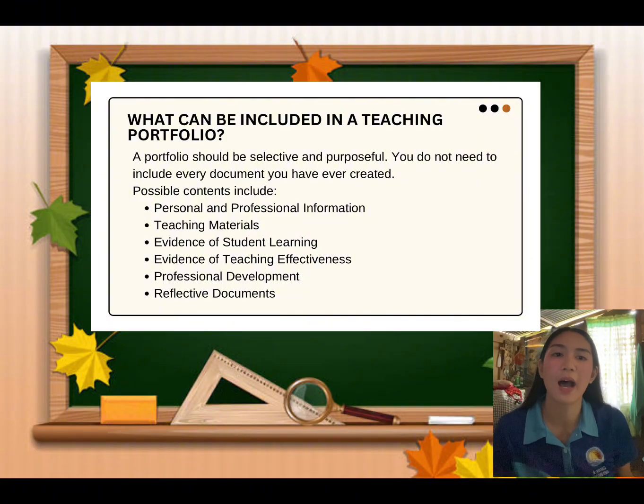And we also have the professional development. This includes the seminars, workshops, training, certificates, and achievements. And the last one is the reflective documents. Reflective documents include reflective writings, action research, journals, and improvement plans. So we can remember it through a simple formula: the professional identity, teaching evidence, student learning, plus professional growth, and the last one, the reflection.